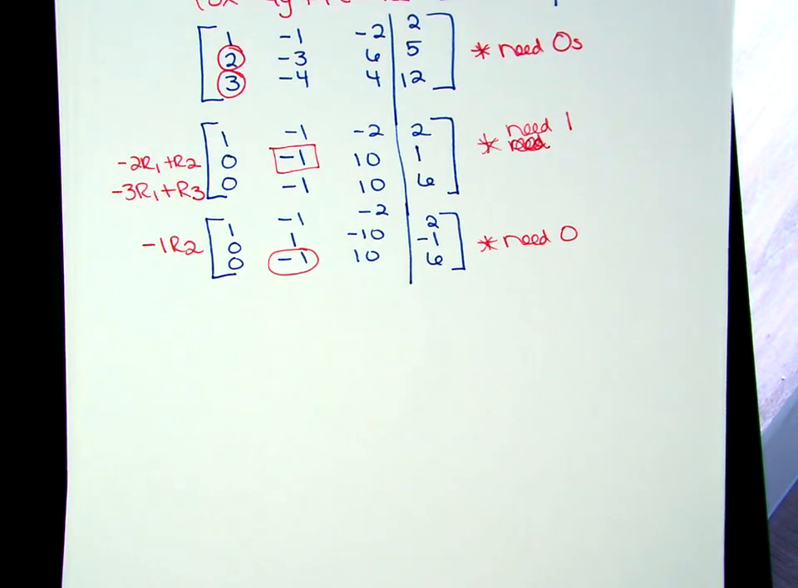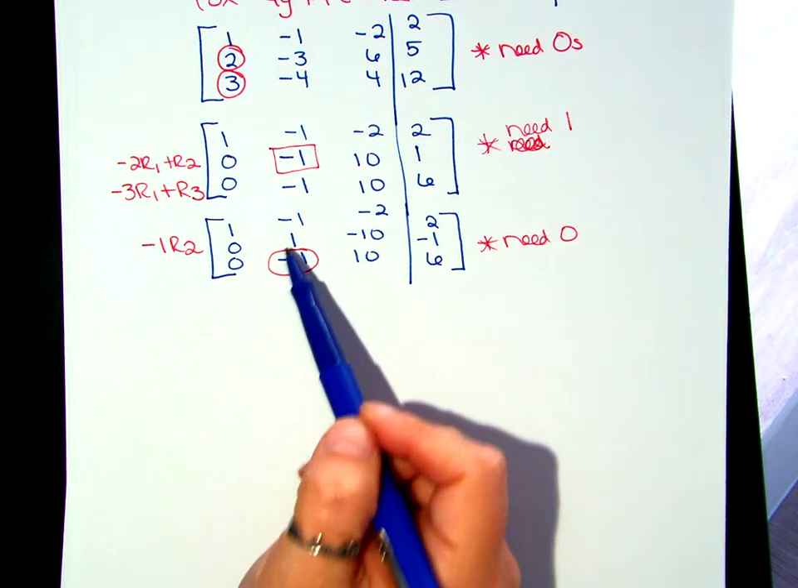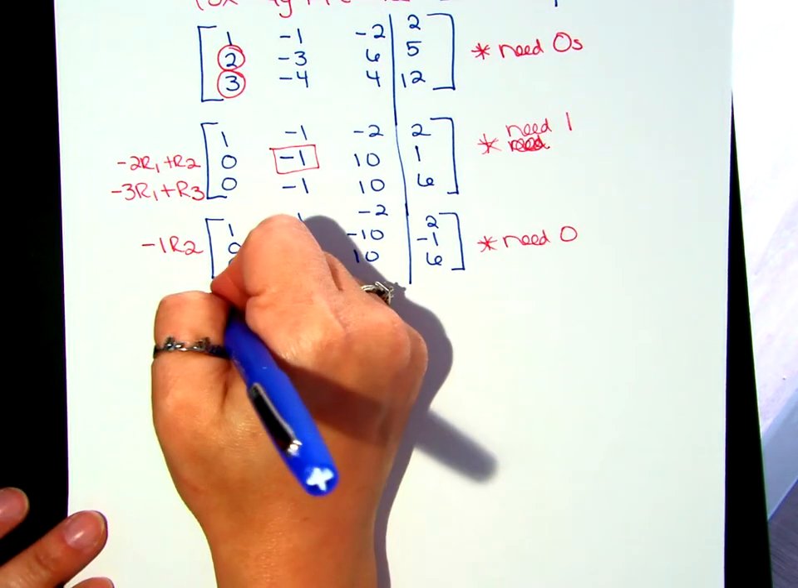How am I going to get a 0 down there where that -1 is? I'm just going to add the second row to the third row. I don't actually have to multiply by a constant like I did up here because they're already ready to go ahead and get to 0. And that's totally okay. So I'm going to add row 2 to row 3.